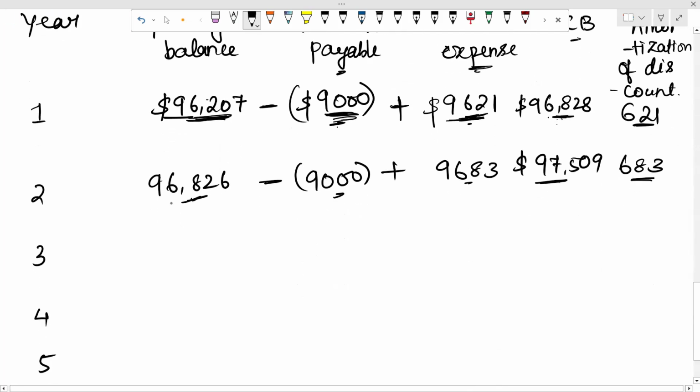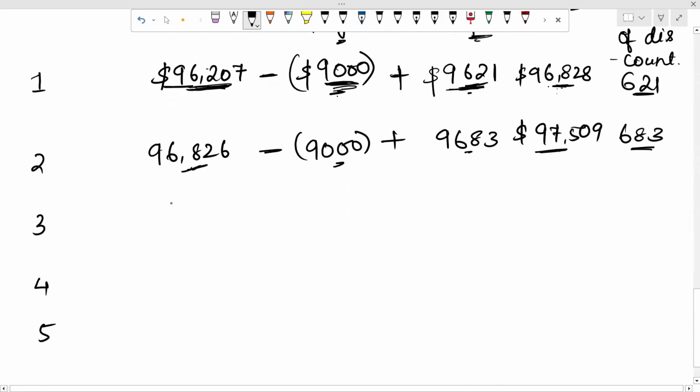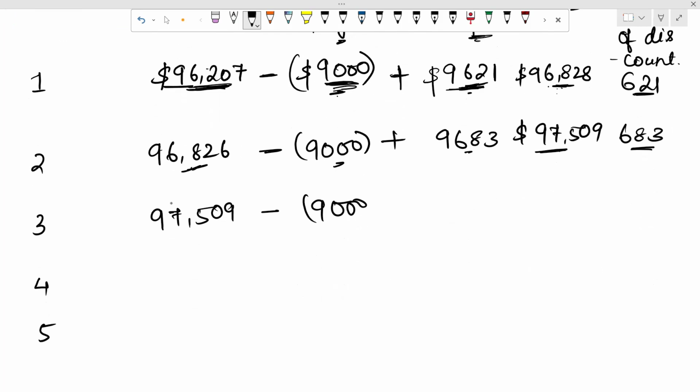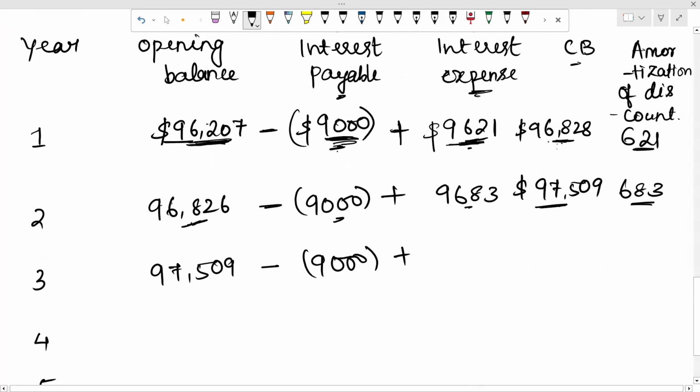So similarly, we have to carry this process for the subsequent years as well. Closing balance of second year will become the opening balance of third year, 97,509 minus interest payable of 9,000. What is the interest expense? 97,509 is the opening balance. For that, we have to take 10%. We get 9750.9. We can round it to 9751.